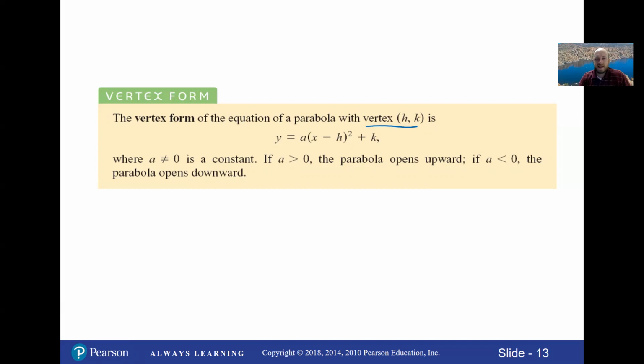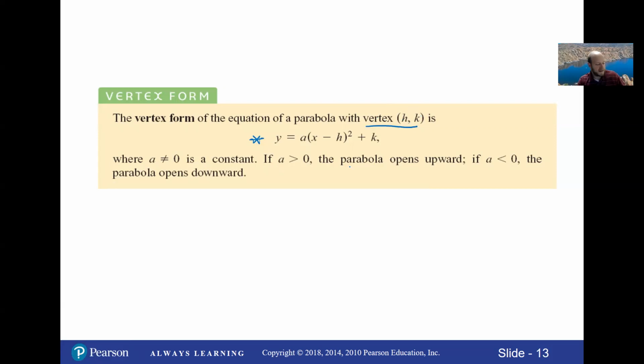And then a is kind of that leading constant, right? That we've been talking about. But again, a cannot equal 0, right? That would just make this whole thing 0. And the same rules apply. If a is greater than 0, the parabola is going to open upward. If a is less than 0, the parabola is going to open downward. So this is your vertex form with a vertex of h, k.